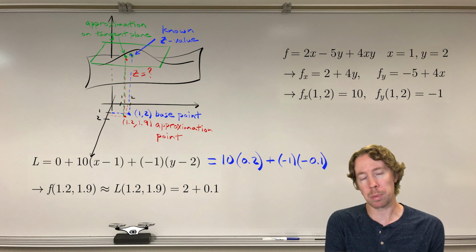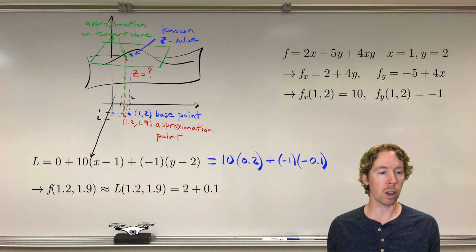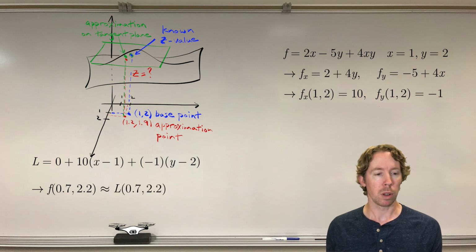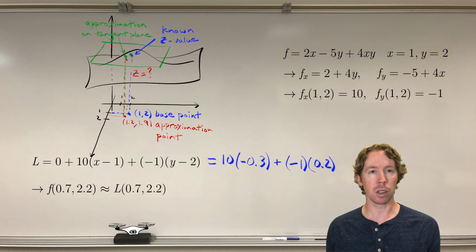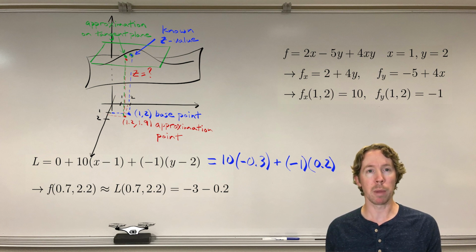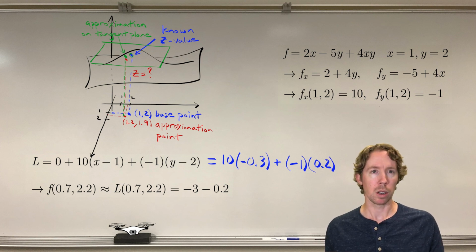Once you have this set up, we can make approximations for other points that are close to x equals 1, y equals 2 very easily. So let's go ahead and do this for 0.7 comma 2.2. If you plug these numbers in, you get 10 times negative 0.3, so that's negative 3. And then you get negative 1 times 0.2. So minus 3 minus 0.2 is negative 3.2. And we can do this for any point we want that's reasonably close to x equals 1 and y equals 2.